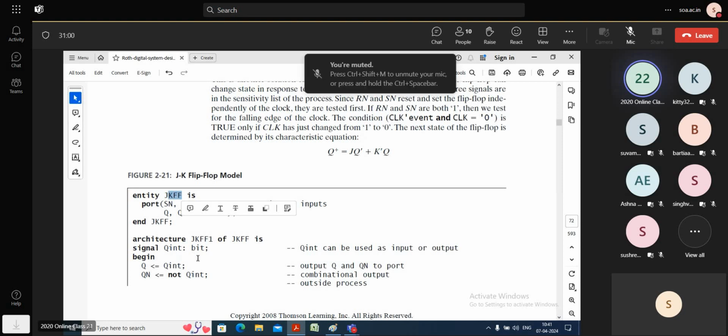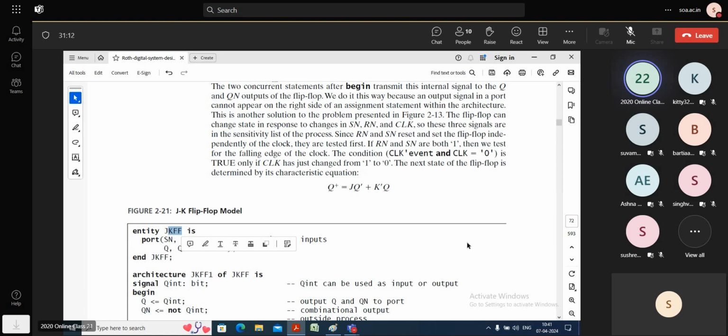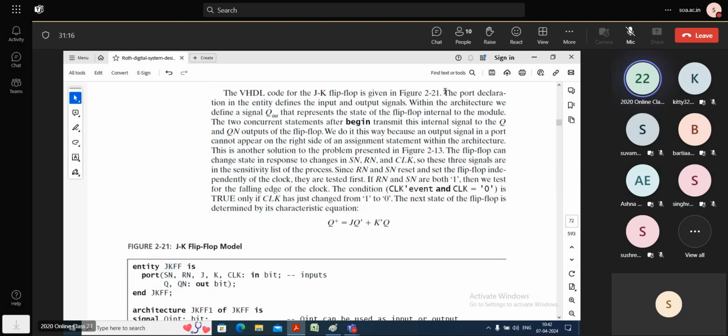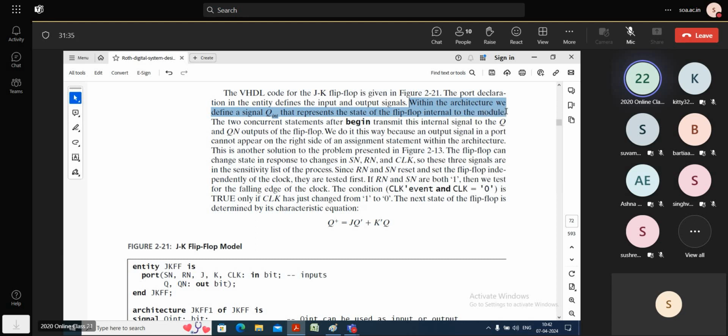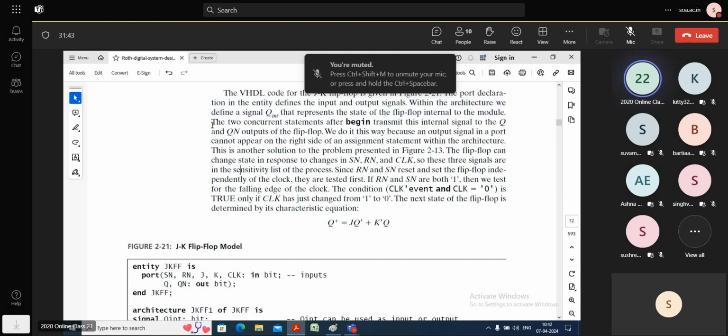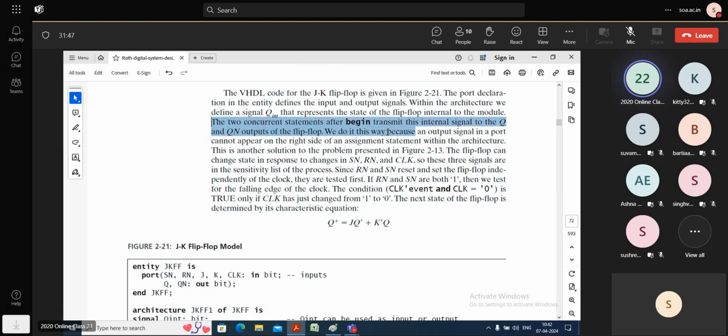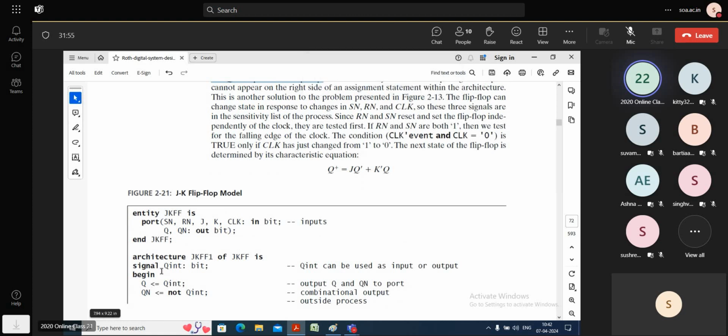Then here you have to declare, you can see, we are seeing a signal qint. This qint is the internal signal which can be used as input or output. As you saw, the port declaration first in the entity defines the input and output signals. Within the architecture, we define a signal qint. Int stands for internal. This represents the state of the flip-flop which is internal to the model. And the two concurrent statements after begin transmit the internal signal to the Q and QN outputs of the flip-flop. You can see that here.